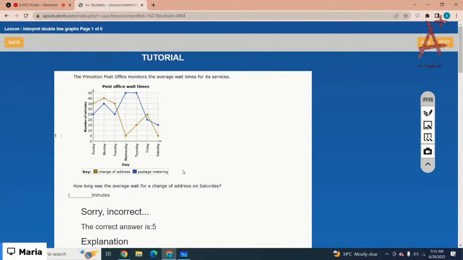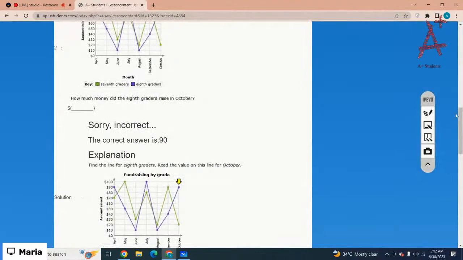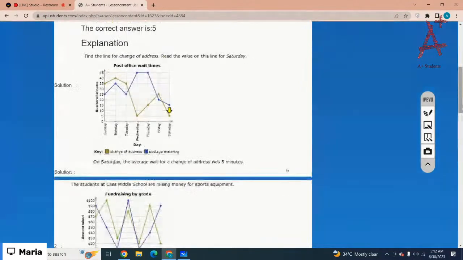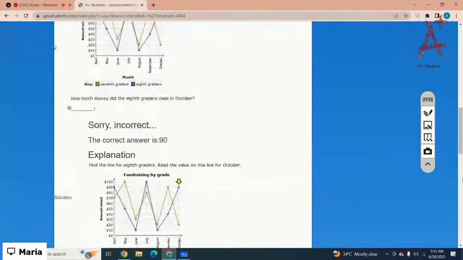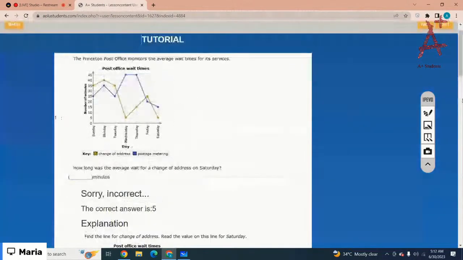So here you have Saturday. And just look at the values. Here you have the value in front of Saturday for the brown one. Just match it here. It would be 5. That means on Saturday you have to wait for just 5 minutes. Got it? Okay, just look at the next one.